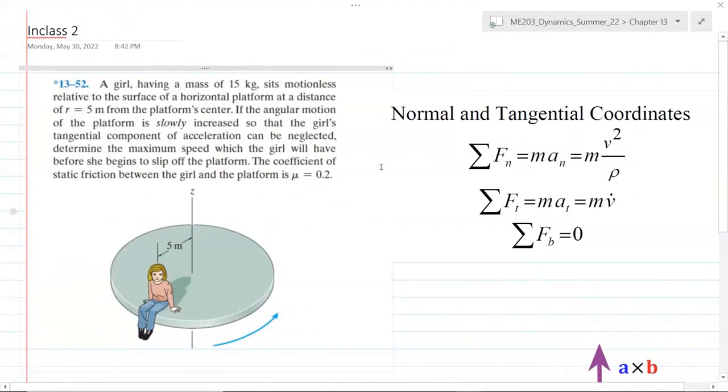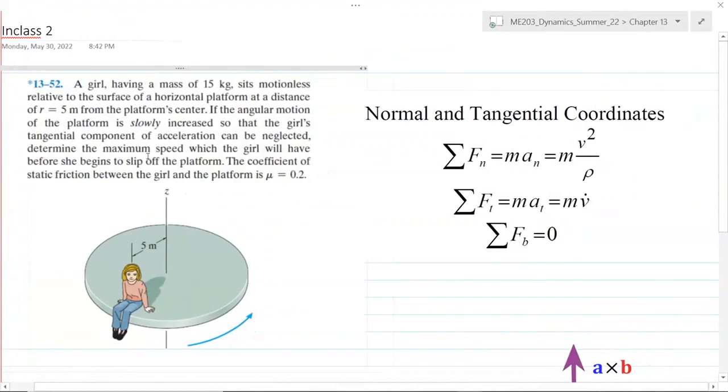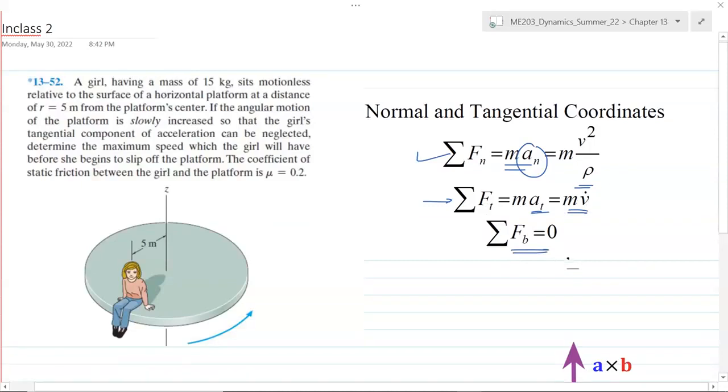Now we can work on in-class exercise 2, problem number 13.52. And here are our normal tangential coordinate equations. Sum of forces in normal direction is mass times normal acceleration, and normal acceleration is v squared by rho. Sum of forces in tangential direction is equal to m a_t, where a_t is also called v dot, and sum of forces in binormal direction is 0.